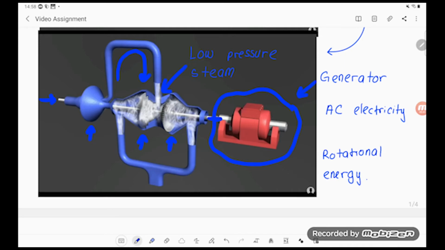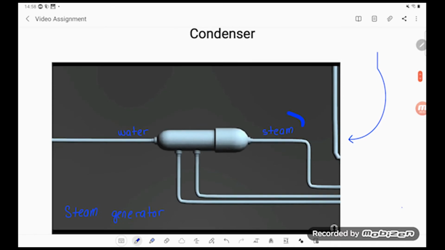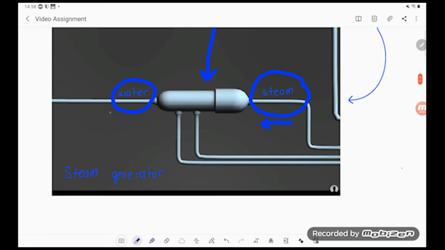The generator will produce AC electricity from rotational energy, and then the steam will enter the condenser and turn the steam into water, and then the water will go back to the steam generator.